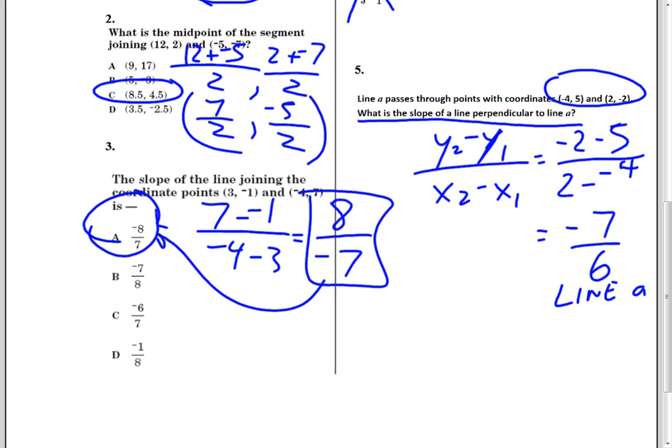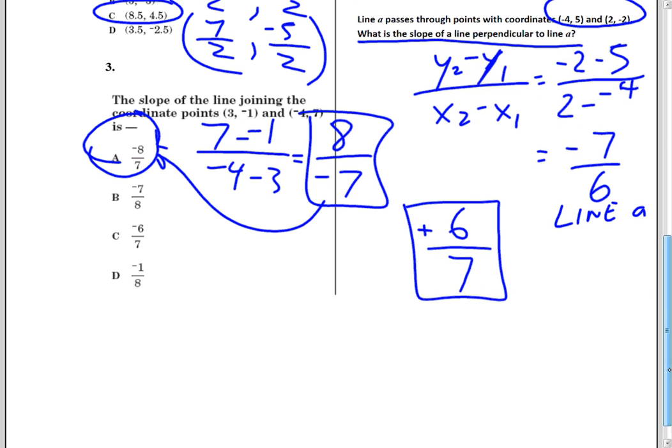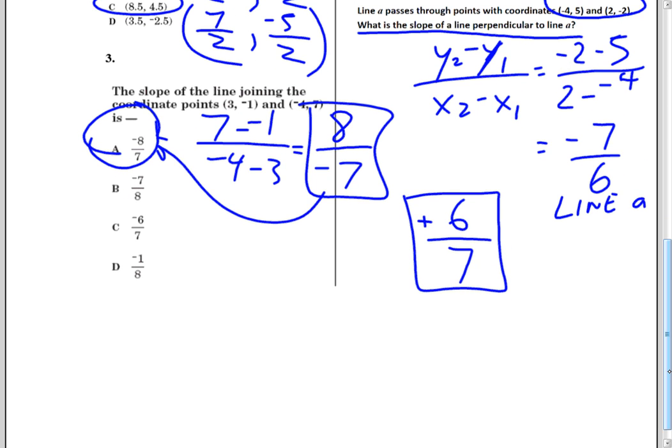So what's the opposite sign? Positive or negative? Positive. Flip it. 6, 7. What's our technical term for changing the sign and flipping it? Perpendicular.